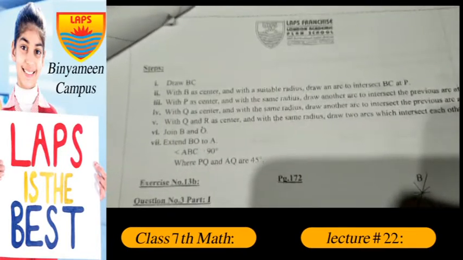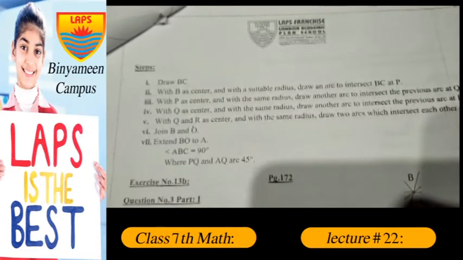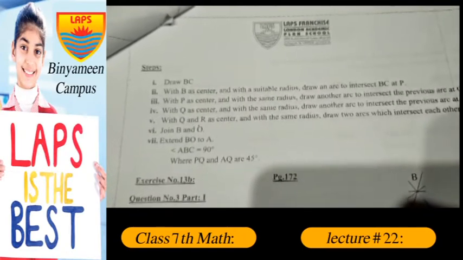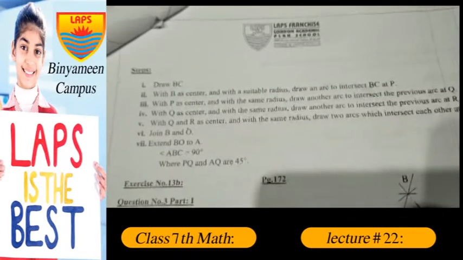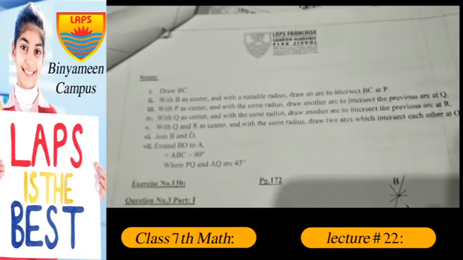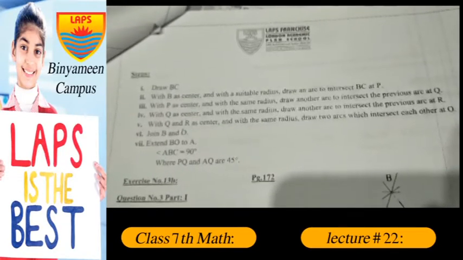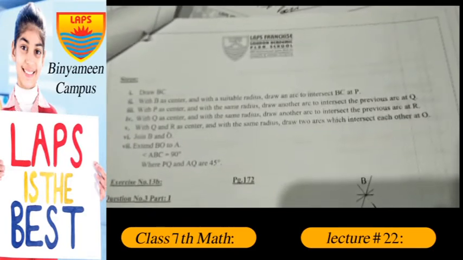Steps of construction. Step 1: Draw BC. Step 2: With B as a center and a suitable radius, draw an arc to intersect BC at point P. Step 3: With P as a center and the same radius, draw another arc to intersect the previous arc at Q. Step 4: With Q as a center and the same radius, draw another arc to intersect the previous arc at R.